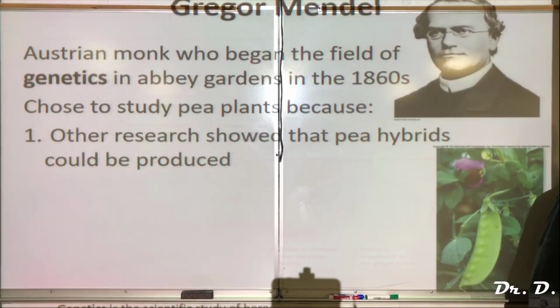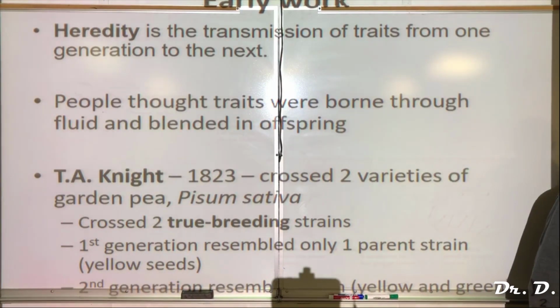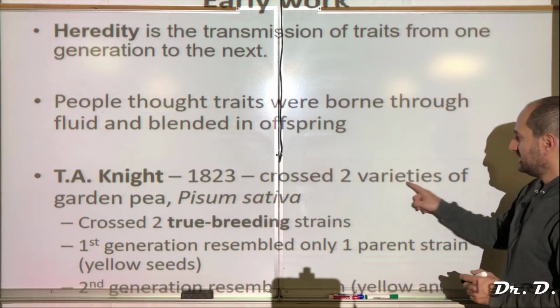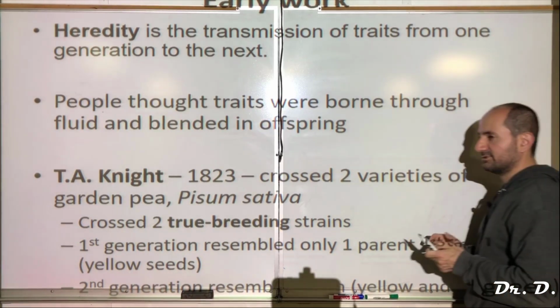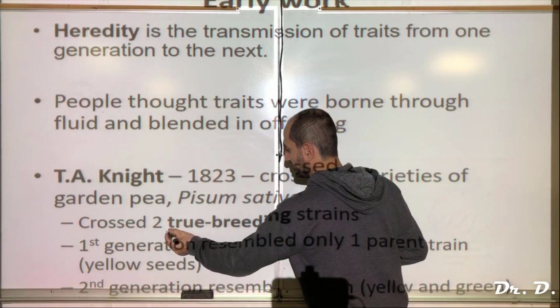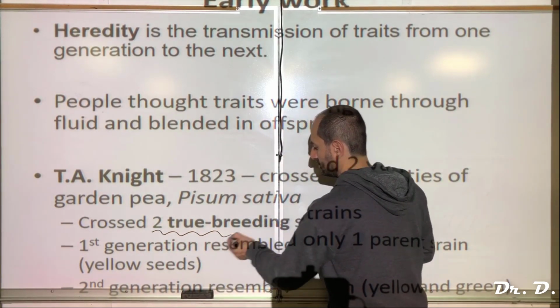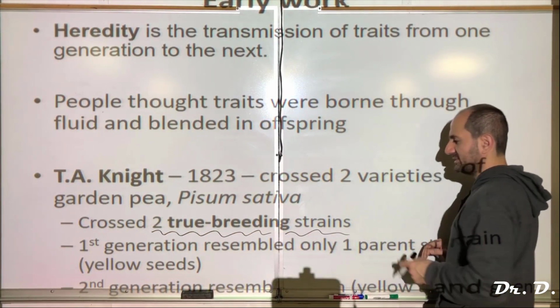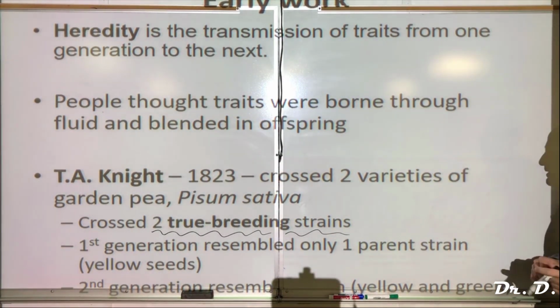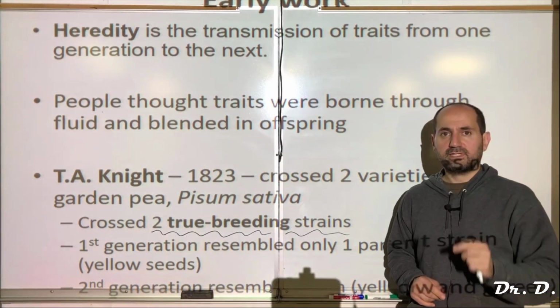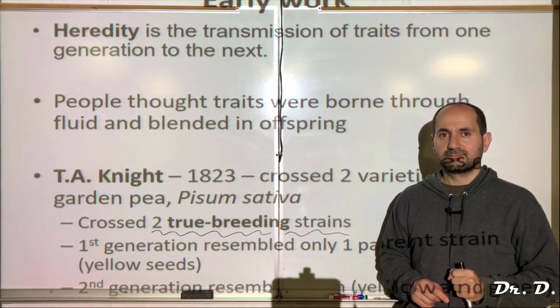Let's go back to that first slide. So what did he do? He crossed some pea plants, but he didn't just cross any plants. Look what it says here. He crossed 2 true breeding strains. What does that mean? Okay, I need to explain this. Let me set up for this, and I'm going to explain what a true breeder is.